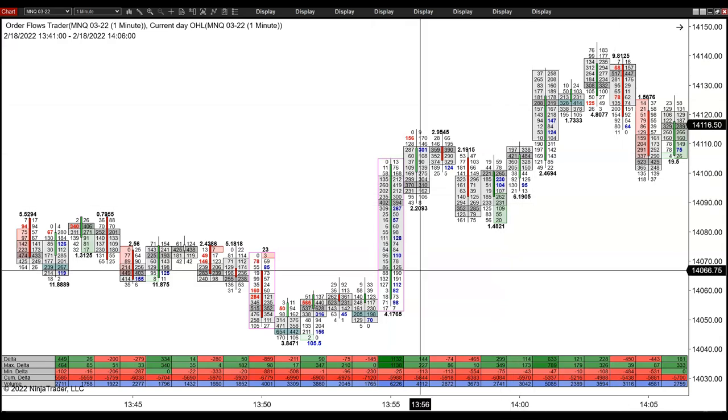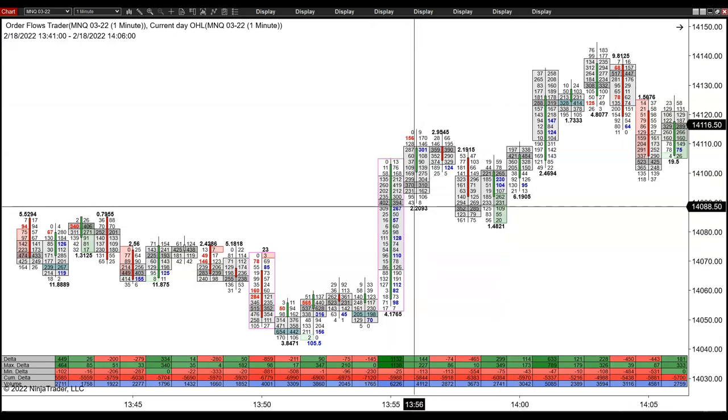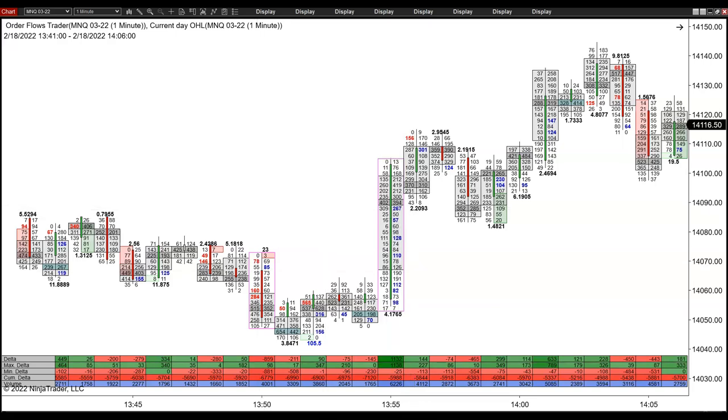Same move, but it just looks manageable. Now, this is on a futures chart. Again, you're not going to do this for every market. Most markets, you don't need to do this. On the NASDAQ, it's nice to do it. If you're trading crypto, it's nice to do it.